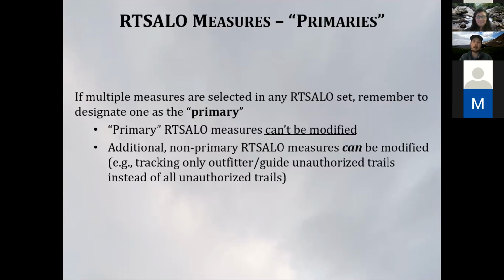So if you end up selecting multiple measures in a RTSALO set, you must remember to designate one as the primary measure. Basically, whichever one is the most important measure, and that primary cannot be modified, whereas the non-primary measure can be modified slightly. An example of this, as you can see here, is tracking only outfitter and guide unauthorized trails instead of unauthorized trails, just all of them.